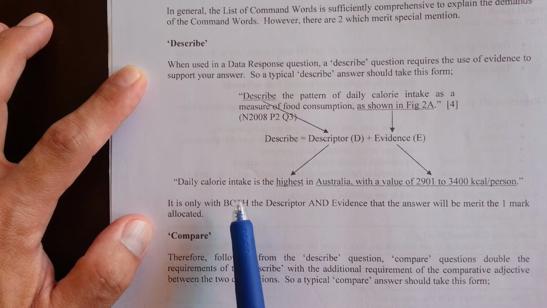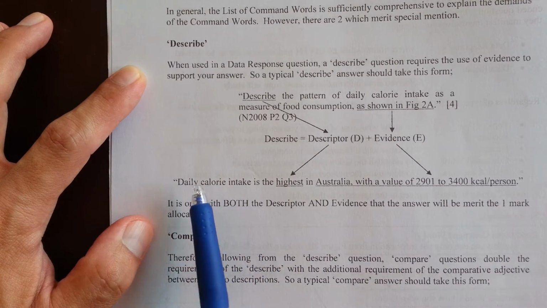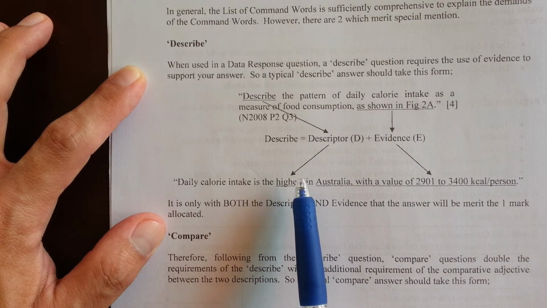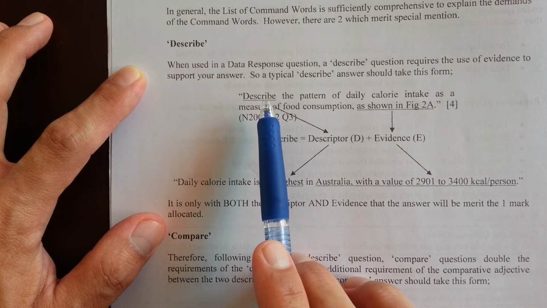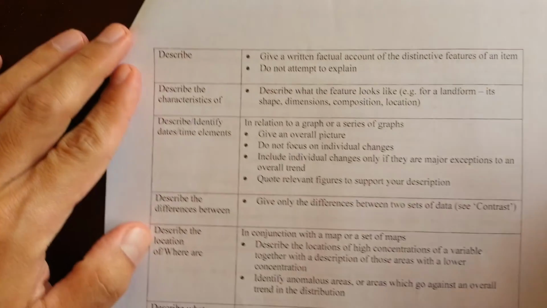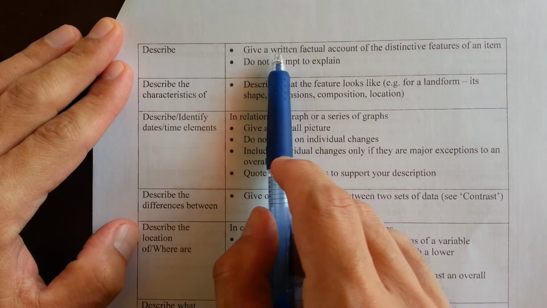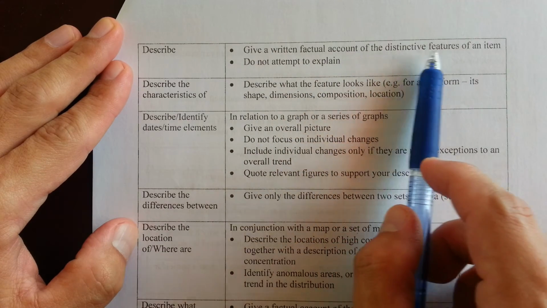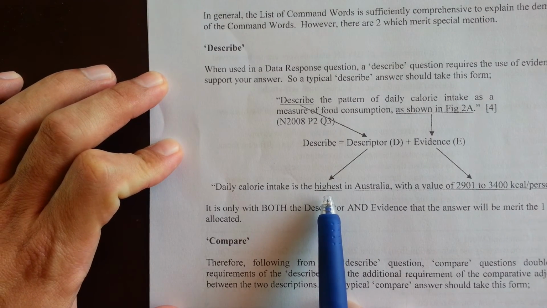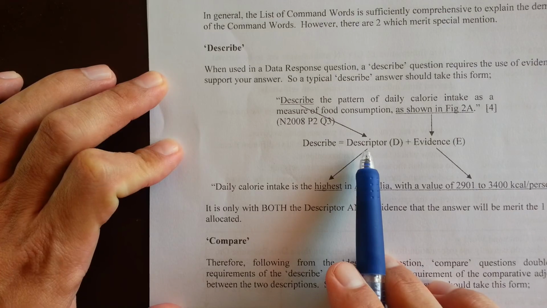So for example, in this answer over here, daily calorie intake, which is the factor that is given in the question, is the highest. Now this is a descriptor. The word describe requires a descriptor because in the definition, it says give a factual account of distinctive features. So what is the distinctive feature? For example, in this fictitious question, let's say the distinctive feature is that it is the highest. So this is the distinctive feature. This is the descriptor.